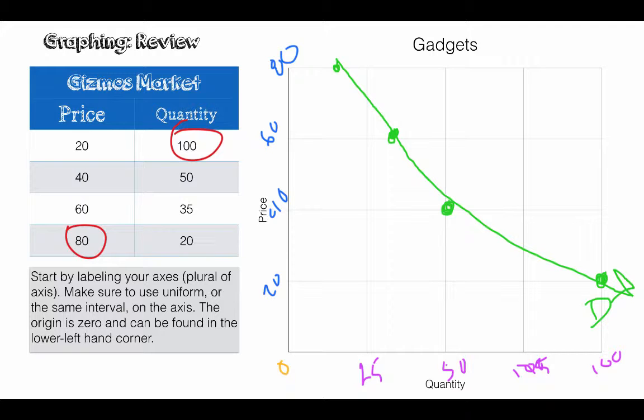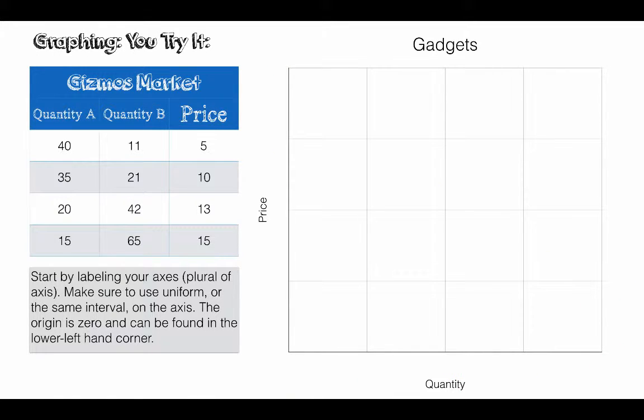So next, we're going to practice doing it a little bit different way. What I have here again is my origin. I can see that my highest quantity is 65 and my highest price is 15. So I'm probably going to count by 5s on this side just to make it easy. And that's 20 all the way up there, even though we won't get there. Quantity-wise, I have to get to 65, so I'm going to count by 20s so that I go past 60 and into what I need.